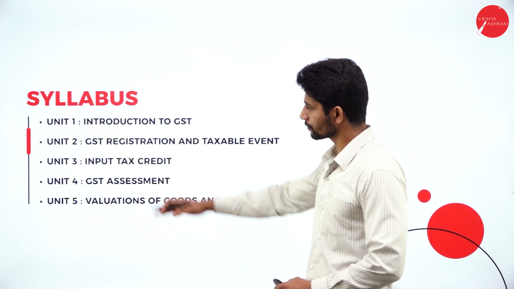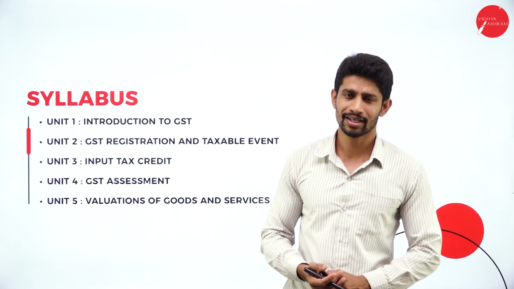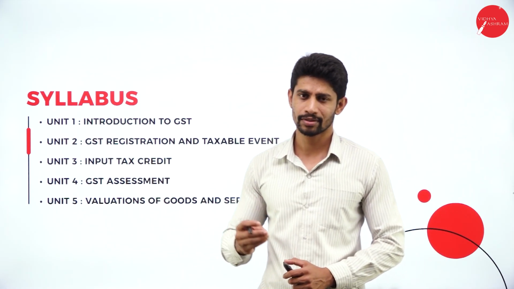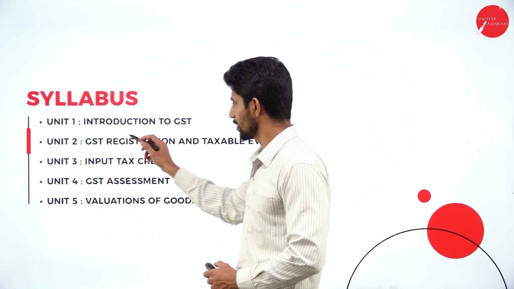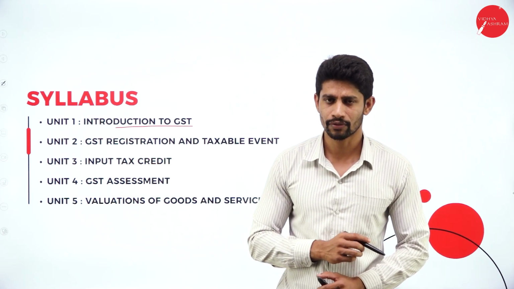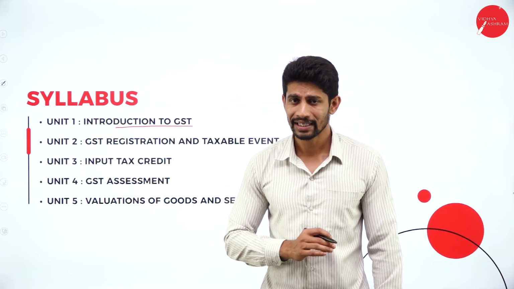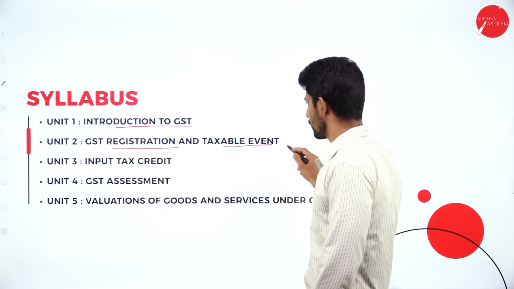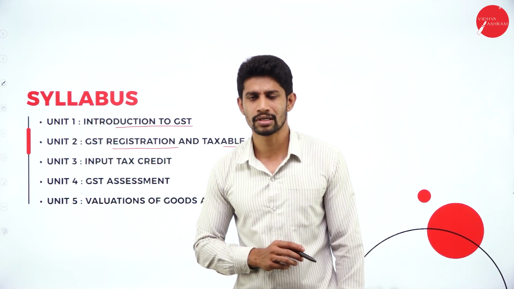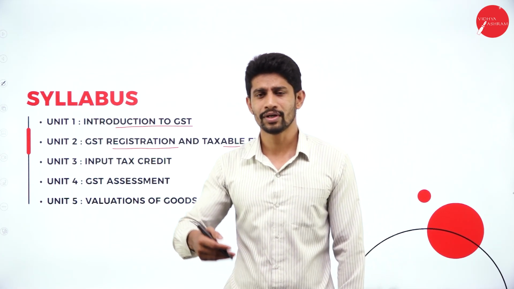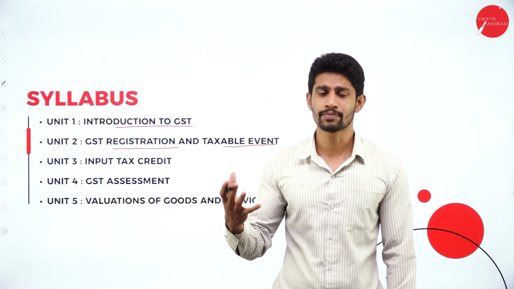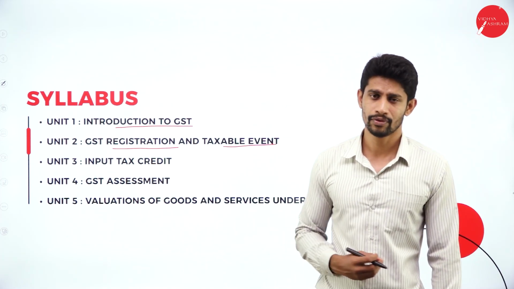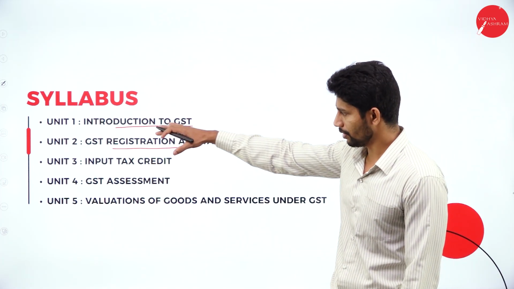Moving further, the syllabus. If you look into the syllabus of this subject, dear students, we have 5 units in total. The first unit deals with Introduction to GST, and the second unit deals with GST registration and taxable event. In Introduction to GST, you are going to learn what GST is, how it came into existence, what different types of taxes we had earlier to GST, the types of GST we have, and the rates of GST under the GST purview. All that you are going to study in unit number 1.